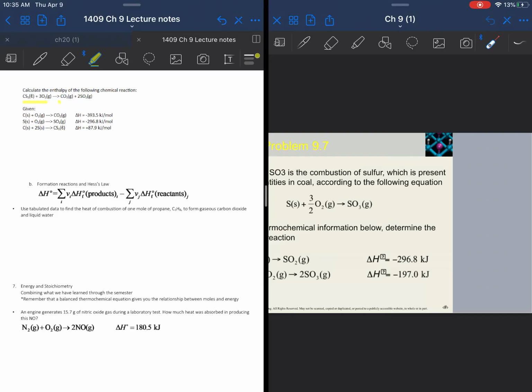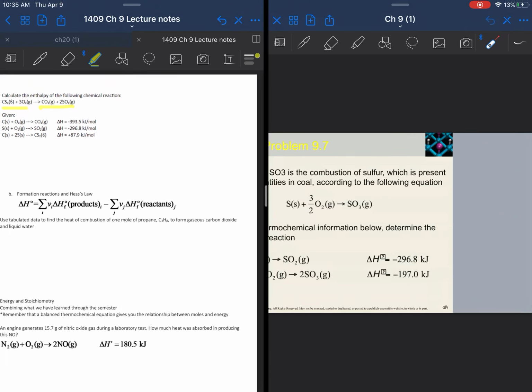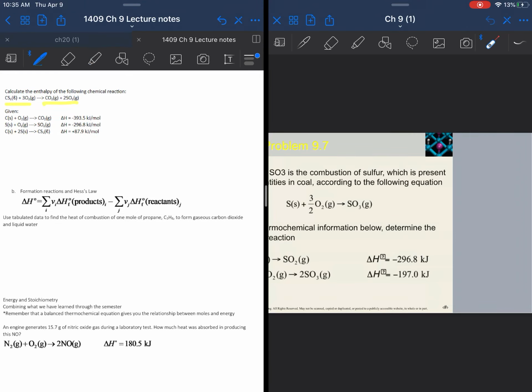Now we're going to do another practice problem with carbon disulfide, 3 moles of oxygen forming CO2 and 2 moles of SO2. Now, we have 3 equations. What I would recommend is that you add 2 at a time, not one. So I'm going to start off with CS2.